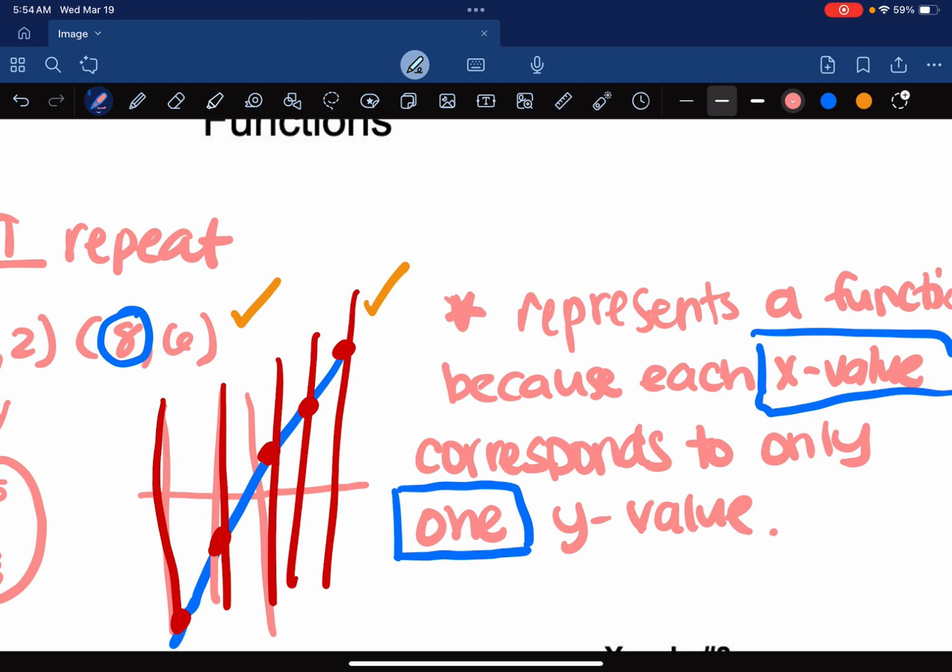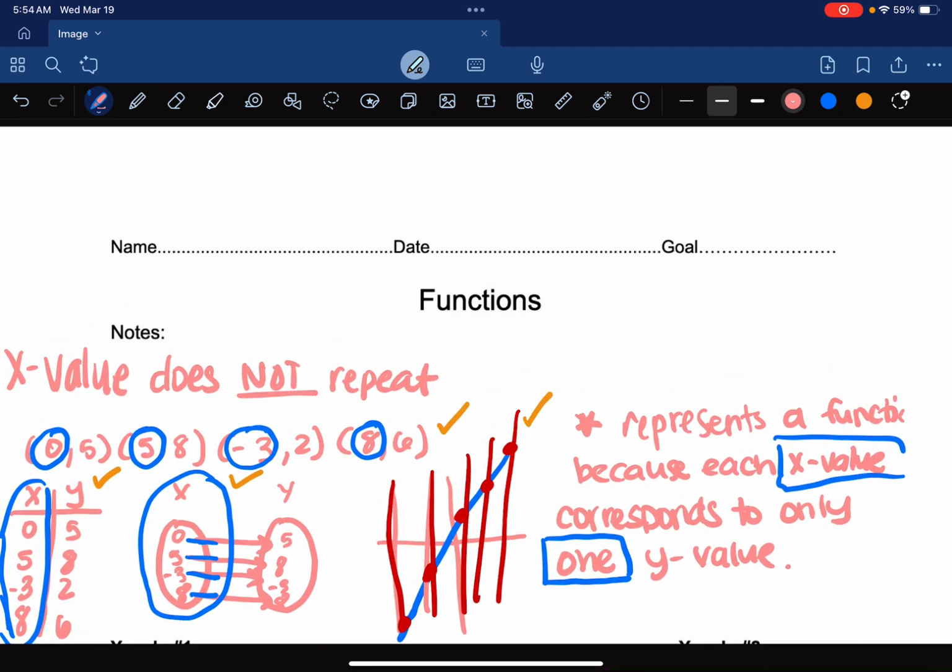Okay, so again, when we look at functions, we know that something is a function because the x value does not repeat. So if we have any x values that do repeat themselves, that would not represent a function. Hope this helps.